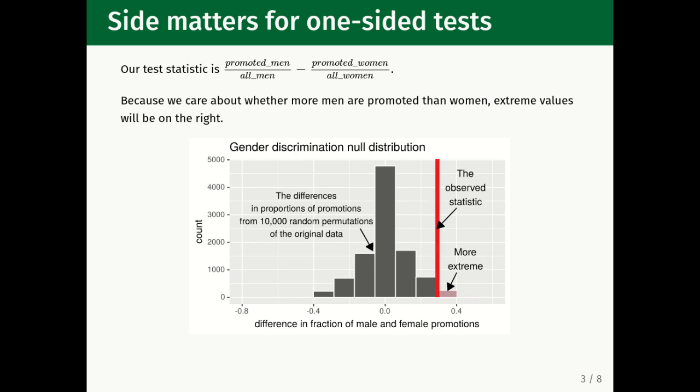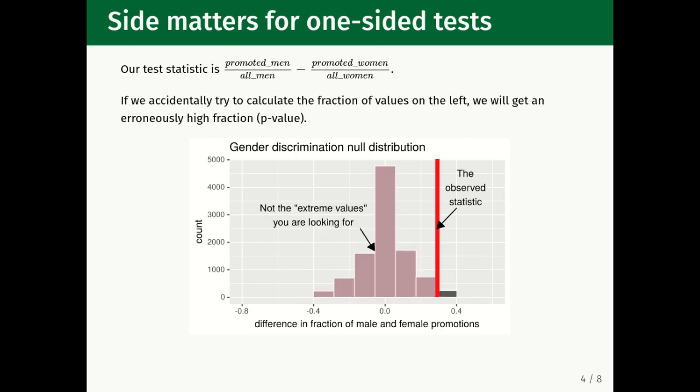So extreme values in this particular experiment are those that lie on the right-hand side of the red observed statistic line. When you calculate the p-value in R, you have to specify which side of the observed statistic to color pink. If you were to specify the left-hand side by accident, you would get a much larger p-value than you were expecting.